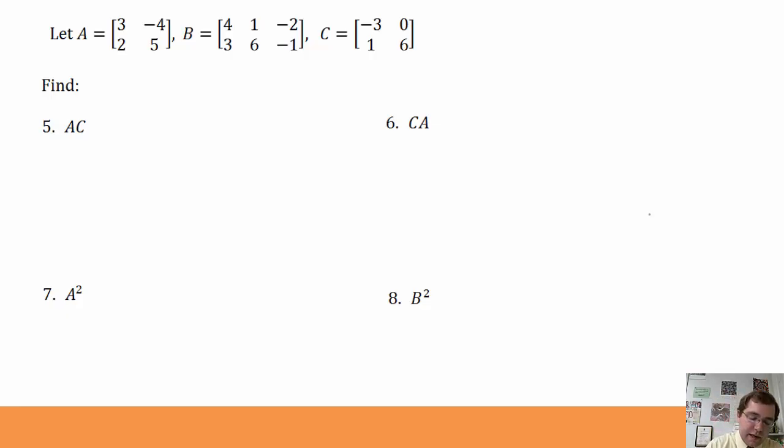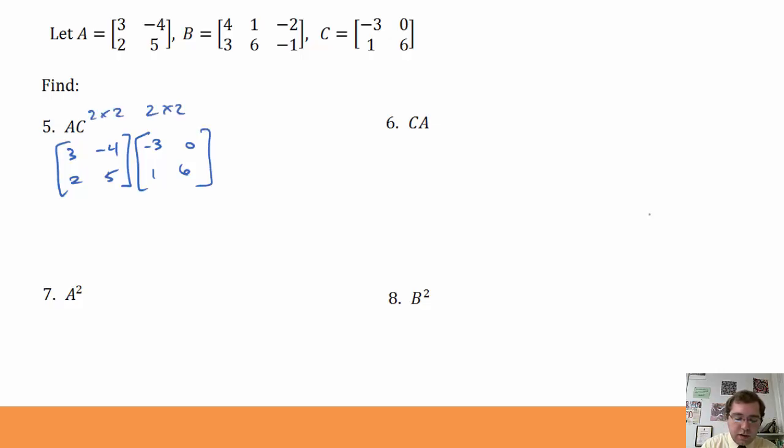First, AC. So I'm going to write them out in order. A is 3, negative 4, 2, 5. C is negative 3, 0, 1, 6. Can I do it? 2 by 2, 2 by 2, middle numbers match. I can do it. Okay, and my answer will be the outside numbers, 2 by 2.